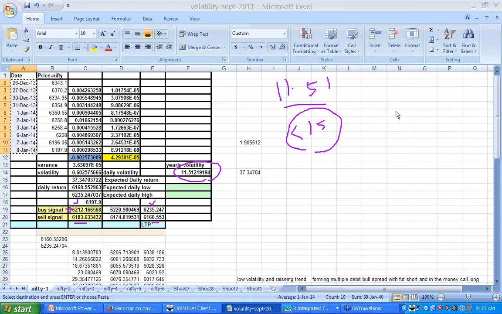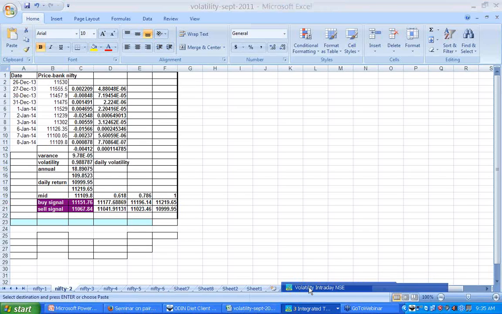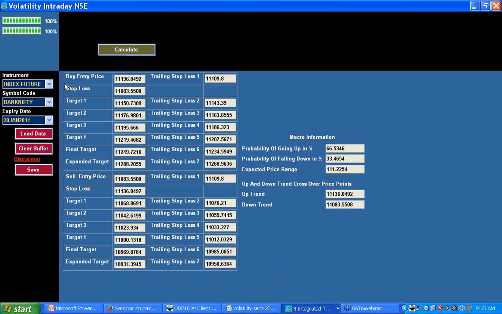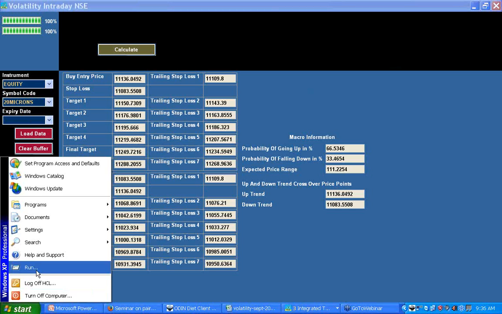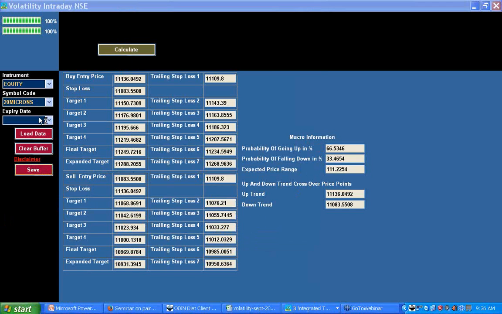So Bank Nifty, we can think of trading, though it is still in the low volatility scenario, 18.89, that is 19%. So this is also still in the low volatile scenario. Using the same concept, we have also developed one software. So let us start with the equity. I will be going on taking one or two experiments.